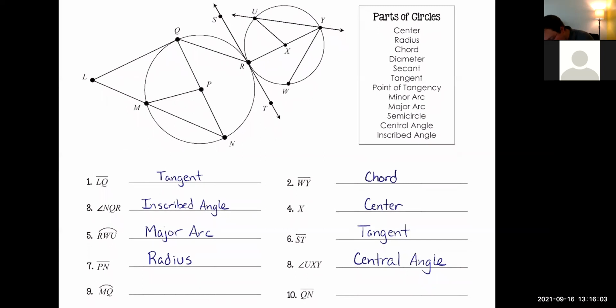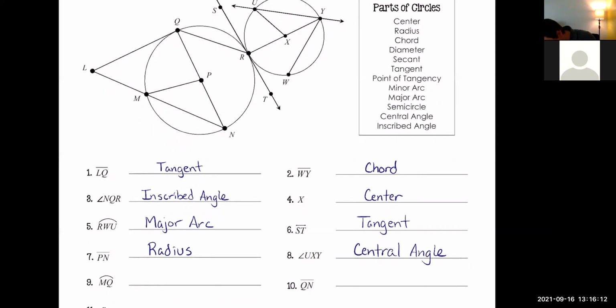Next up, we have arc MQ. Minor. It would be a minor arc for two reasons. If you look at it visually, it is certainly less than half the circle, which is 180 degrees. But it's also named with just 2 points, 2 letters, which is typical of a minor arc. What about segment QN? Diameter.